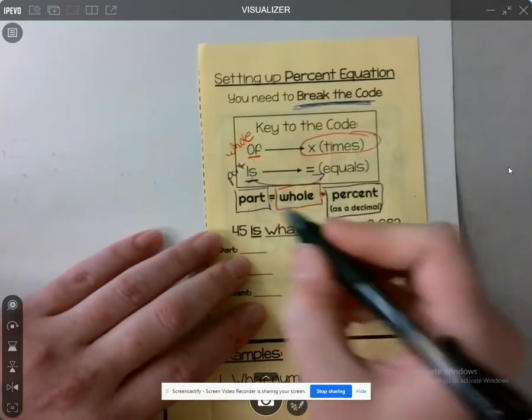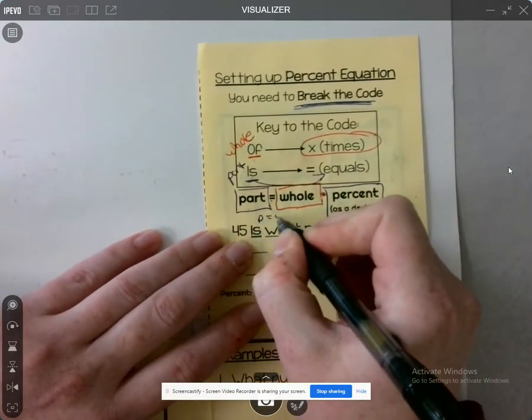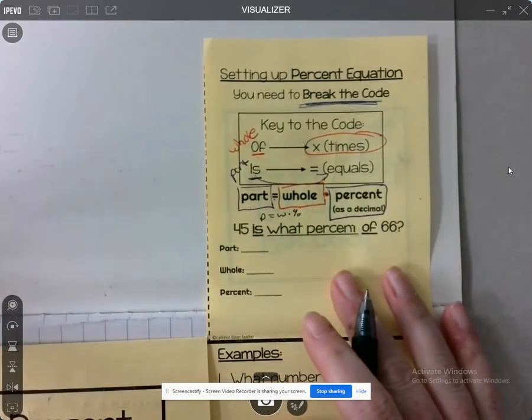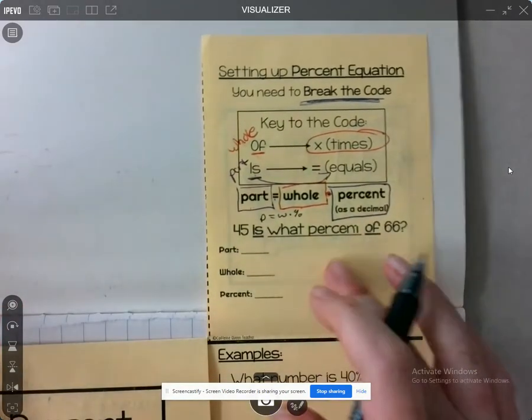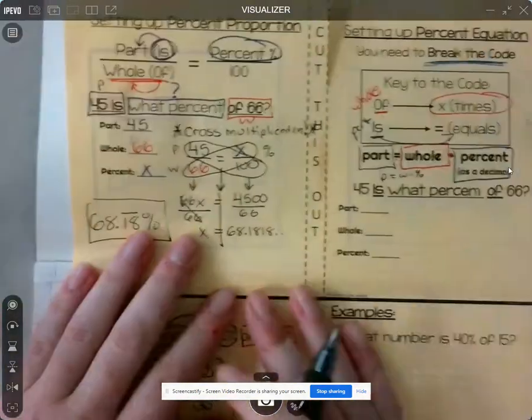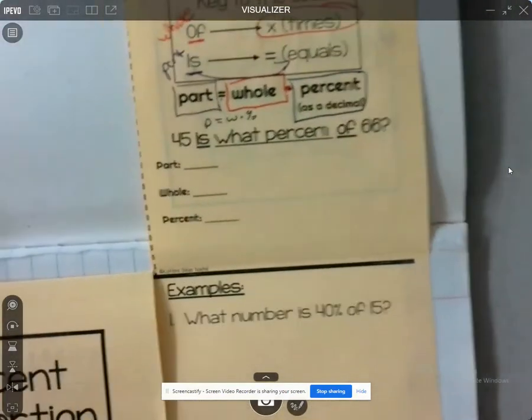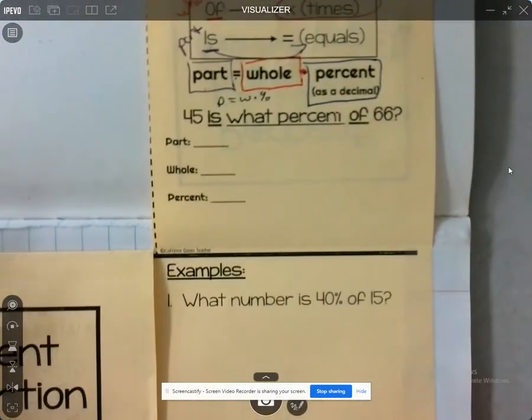You might see this written sometimes as P equals whole times percent. Just kind of a shorthand for it there. Now, this problem, I know, is the same as this problem, but we're going to solve it in a different way and show you that you still get the same answers. So let's go ahead and get to it.